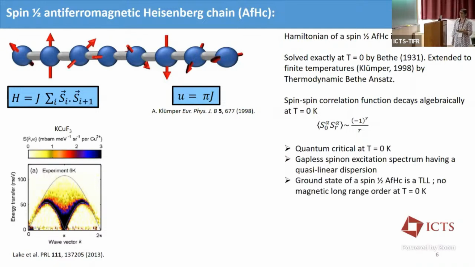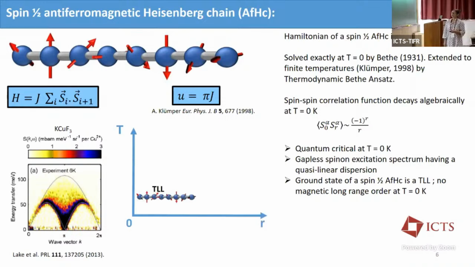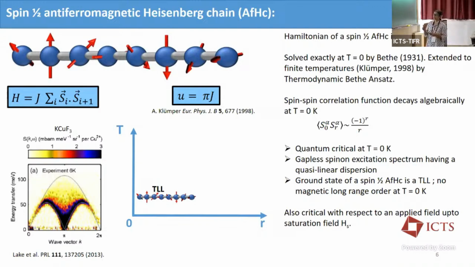Okay. So as I said, the ground state of a spin-half antiferromagnetic Heisenberg chain is a Tomonaga-Luttinger liquid. There is no magnetic long-range order at T equal to 0 Kelvin. Basically, if your control parameter is below a certain value, it's a Tomonaga-Luttinger liquid. And what was found is that in a Tomonaga-Luttinger liquid, even though the system is critical in the absence of any field, as soon as you apply a field and keep increasing its value, you have a line of critical points which terminates at a saturation field, H_S.